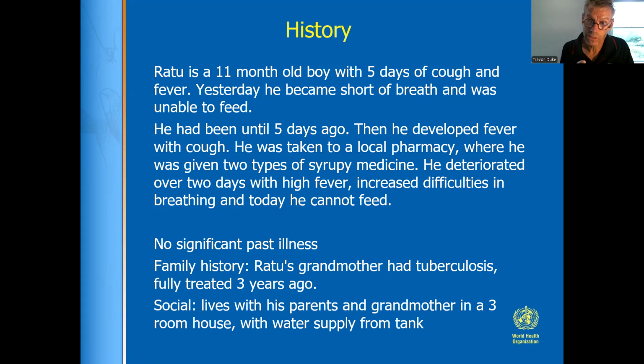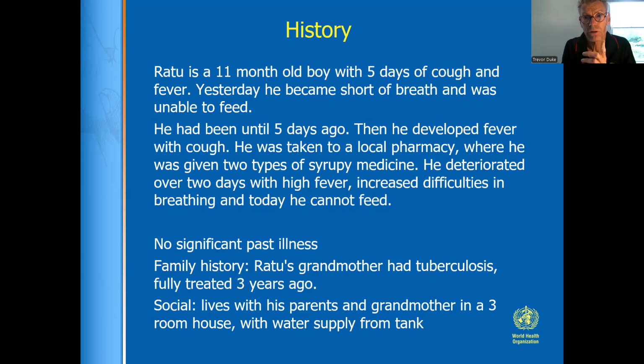And so you've already taken a brief history, but we need to take a more extensive history if we're going to work out what's wrong with Ratu. Now, you know this or some things already. He was an 11-month-old boy with 5 days of cough and fever. And yesterday, just 1 day ago, he became short of breath and was unable to feed. He'd been well until 5 days ago.